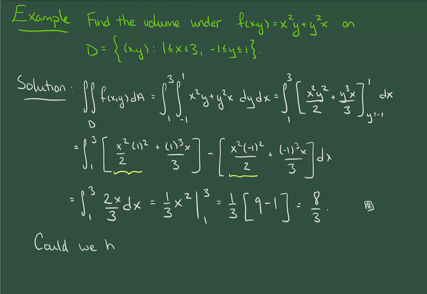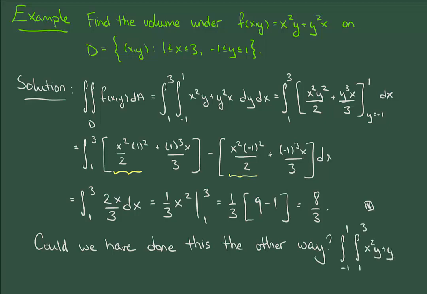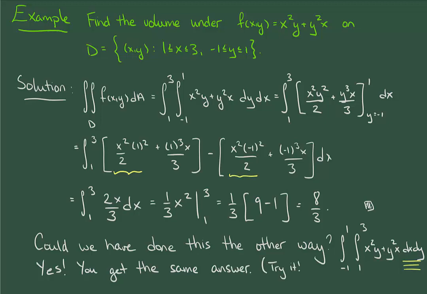Could we have done this the other way? Namely, could we have done this by integrating from -1 to 1, and then 1 to 3 of dx dy? And I really want to point out here that the order of the bounds of integration have changed, and so has this dx dy term, right? It was dy dx before, and now we're doing dx dy. And the answer is yes. So you get the exact same answer if you integrate in the other direction, and I would insist that you try it. It all just ends up being polynomials, and it's not too bad.